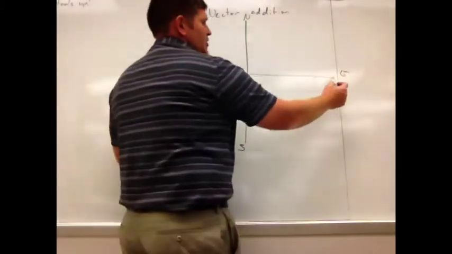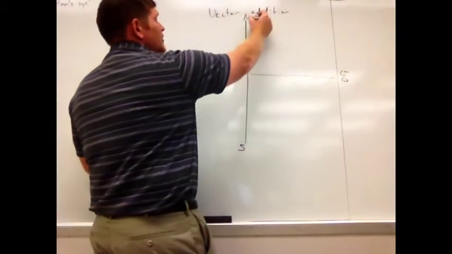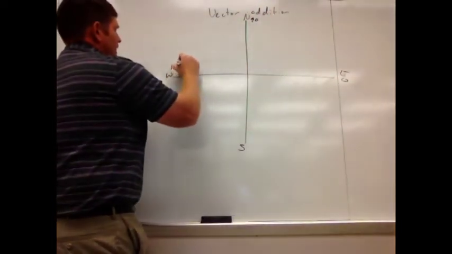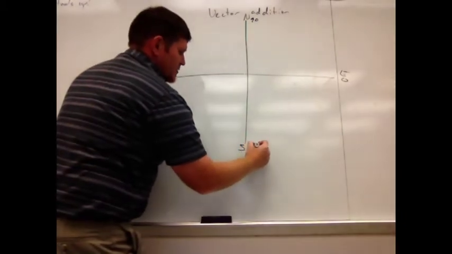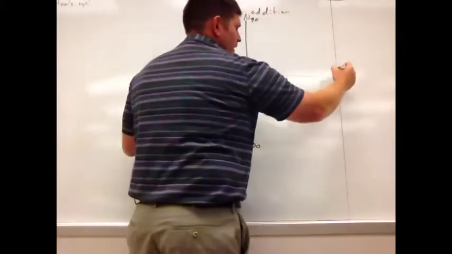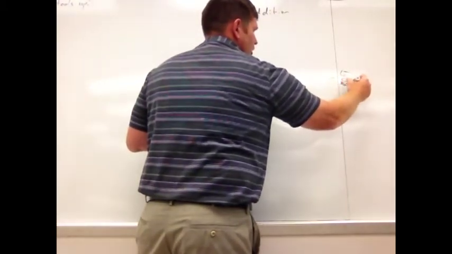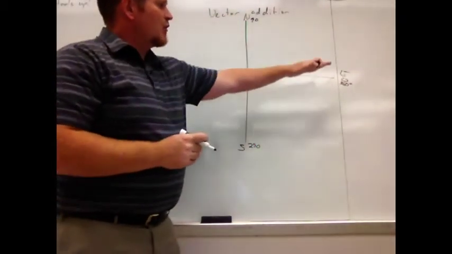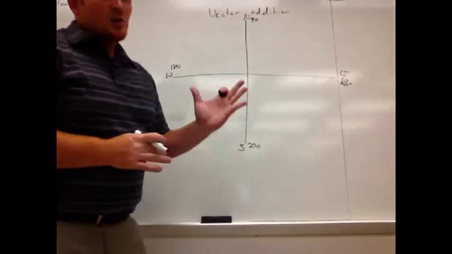Your east direction is going to be 0. Your north direction will be 90 degrees. Your west is going to be 180. And then your south will be 270. And then all the way around back to east, we've gone all the way around, 360. So if we've gone around one time, it's 360. If we go around 2 times, 720, so on and so forth.